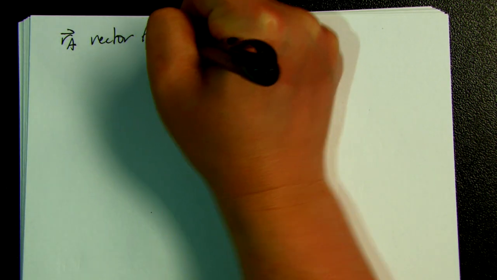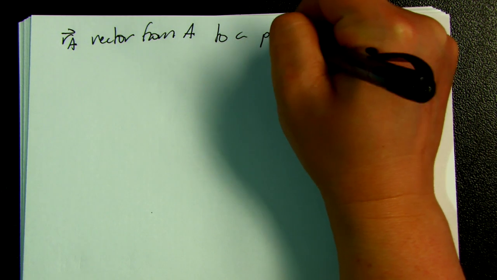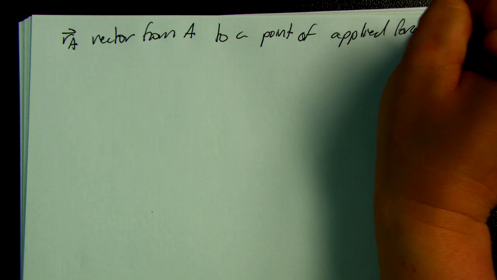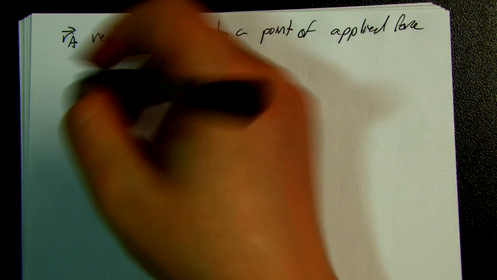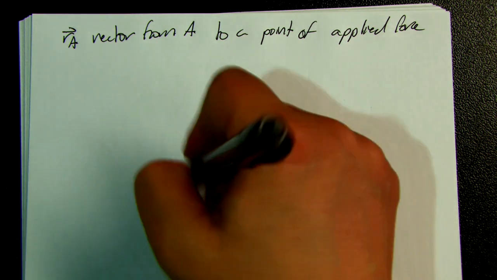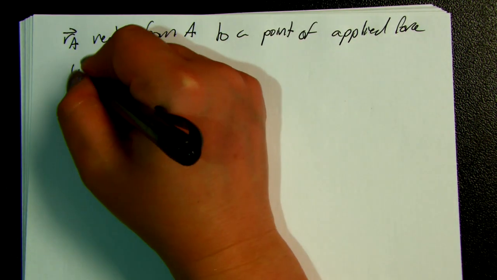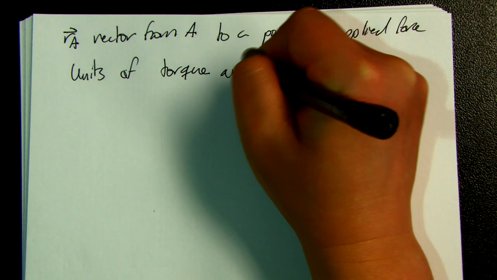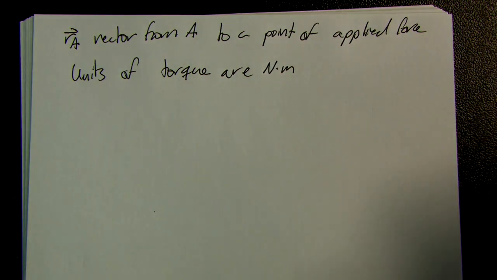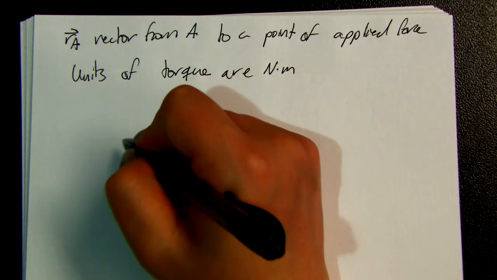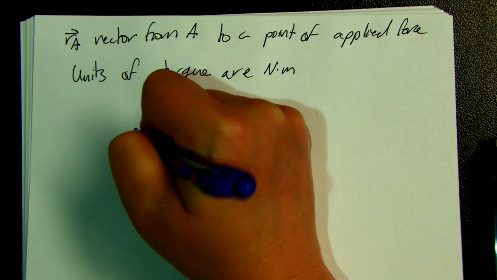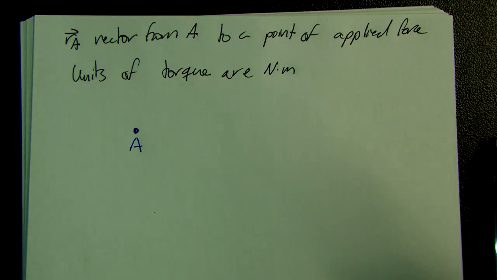Okay, so more on torque. r_A is the vector from A to a point of applied force. So let's see. All right, and the units of torque are newtons times meters. So, for example, here is r_A.